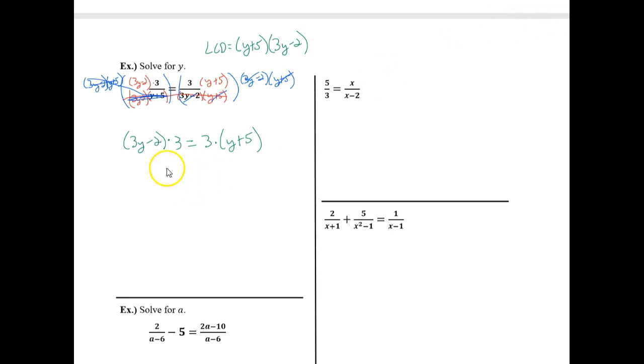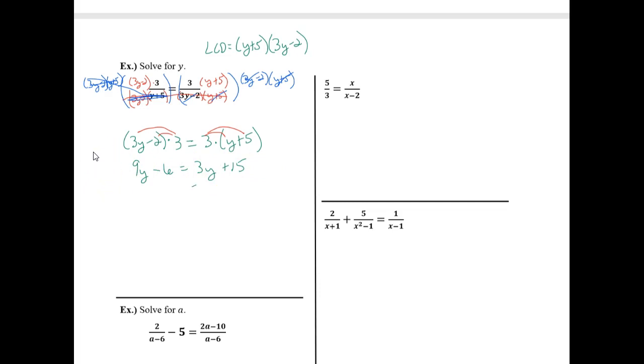A couple things I could do from here. I could just divide out those 3's, since both sides have a 3, but that's not always going to be the case. So I'm going to go ahead and distribute, to get rid of those parentheses. 3 times 3y is 9y. 3 times negative 2 is negative 6. 3 times y is 3y. And 3 times 5 is 15. Again, now I have a linear equation. No y squareds or rational expressions in here. And I can solve for y.